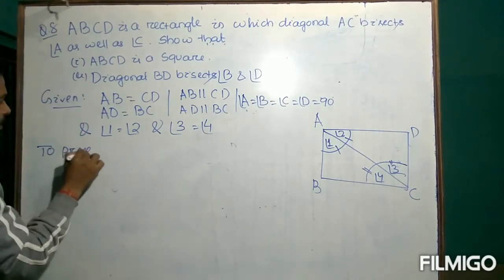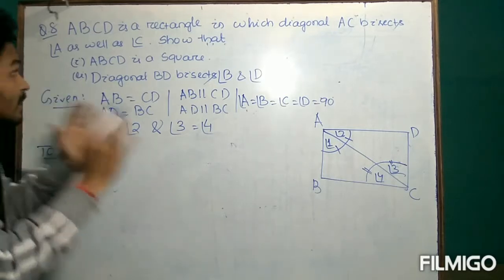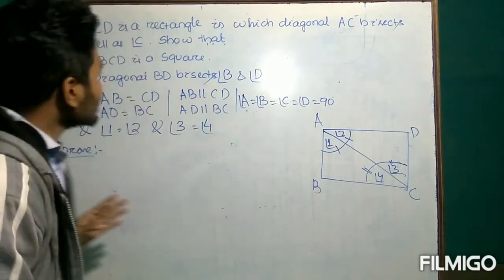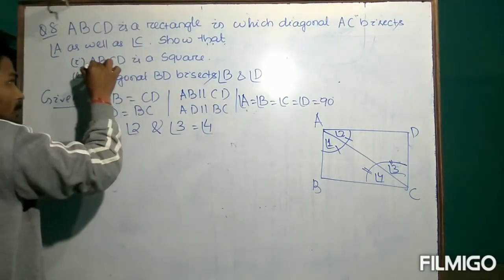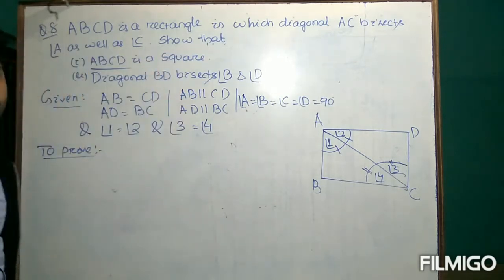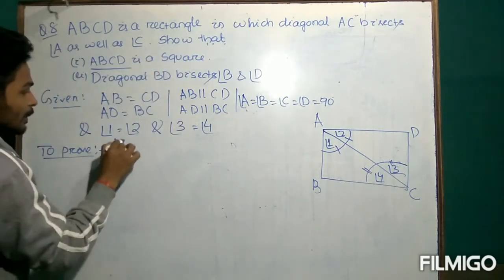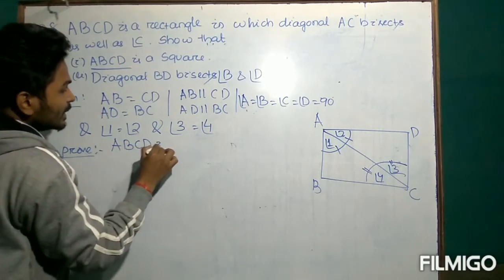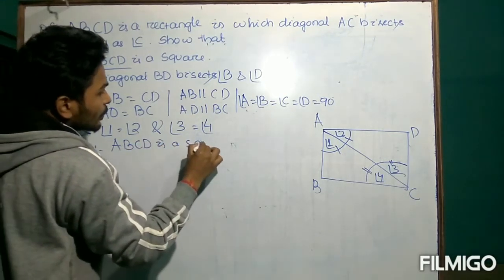We have to prove two statements. So let us first understand the first statement. The first statement is that we have to prove that ABCD is a square.